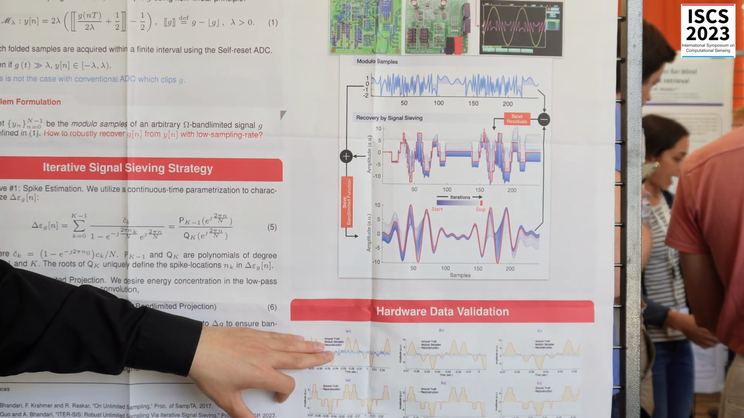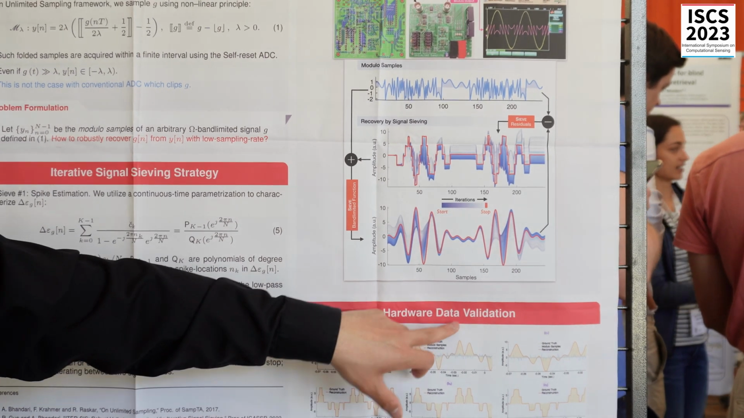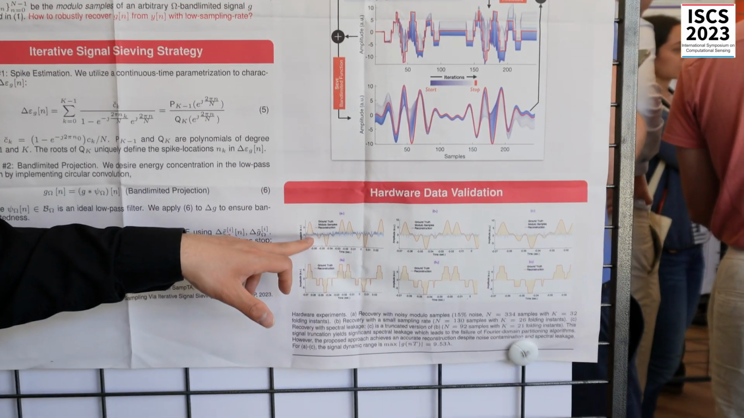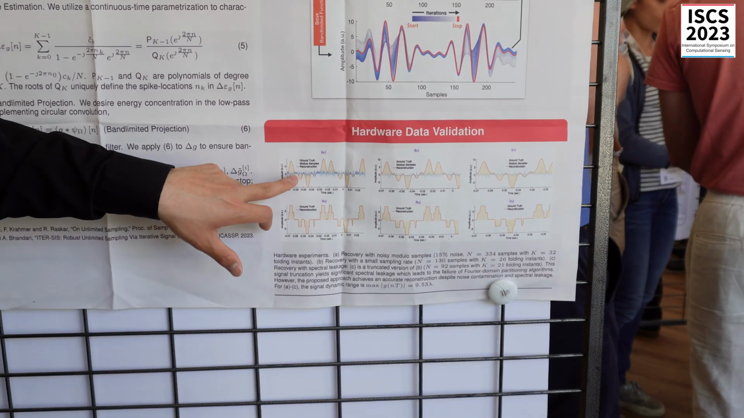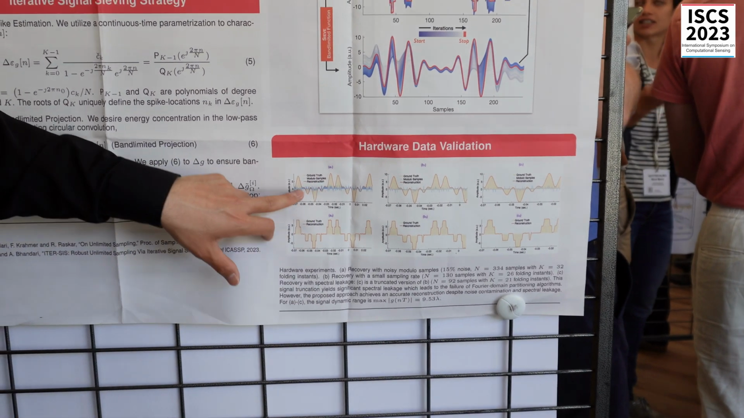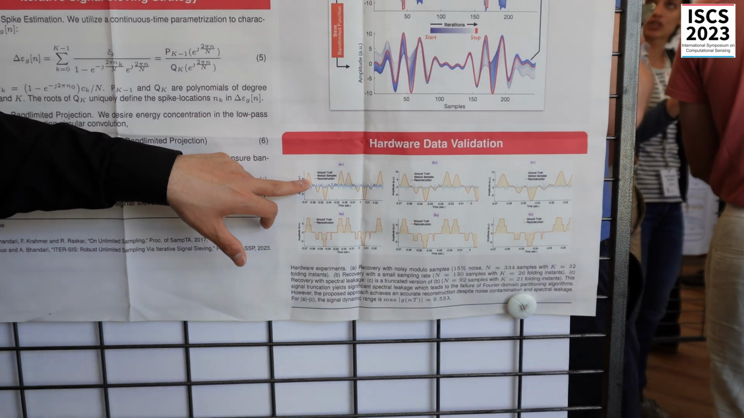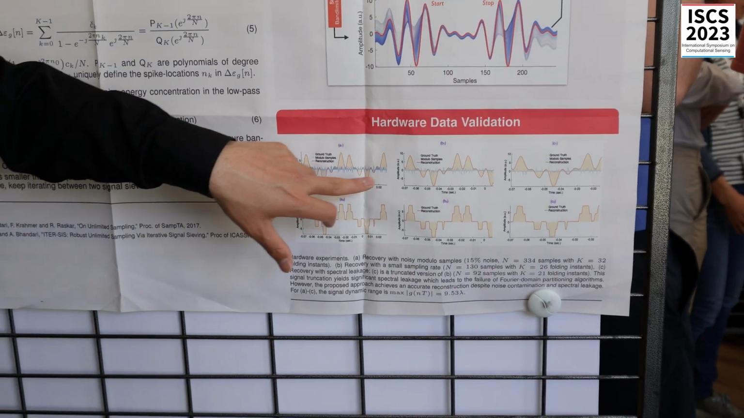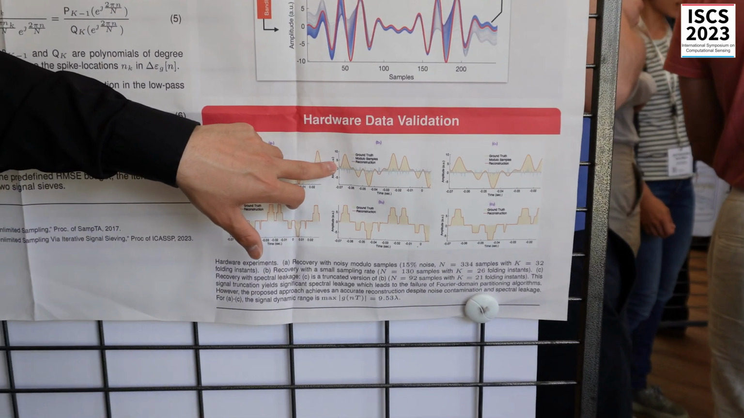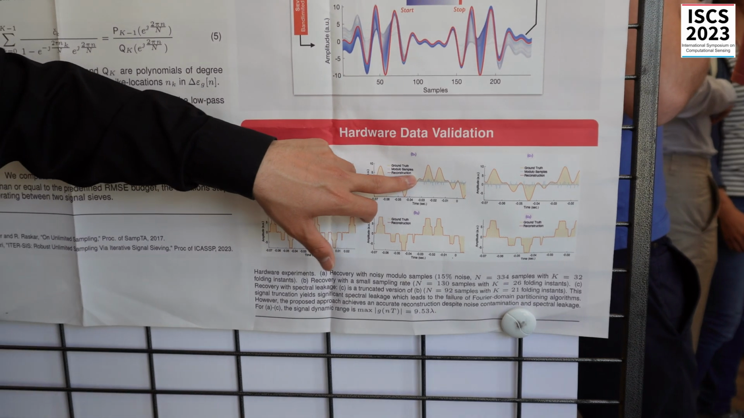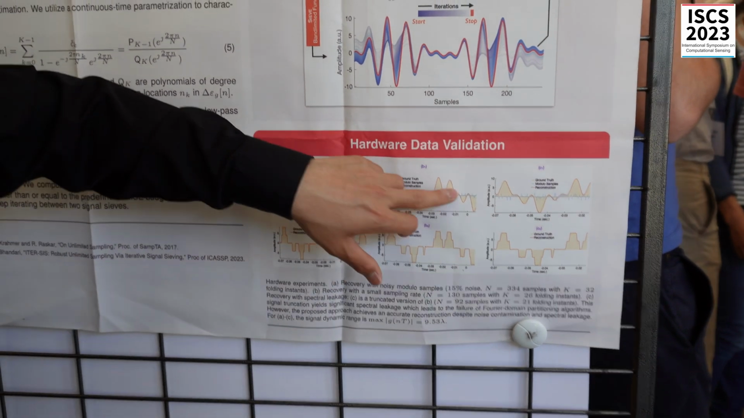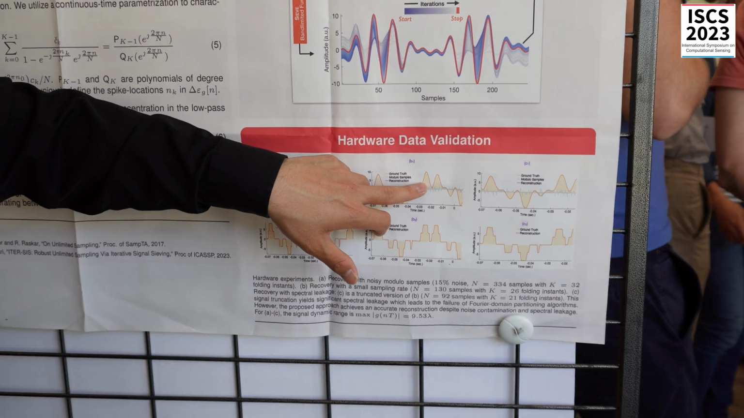So here we show the hardware data validation. The first one is a normal one. You can see the samples are densely oversampled, and the recovery is good, which is not so surprising. But when we downsample the data, you can see the samples are sparsely sampled, but we can still have a very good reconstruction, the red one and the yellow one.